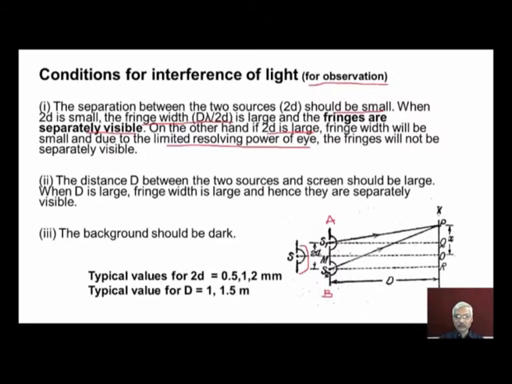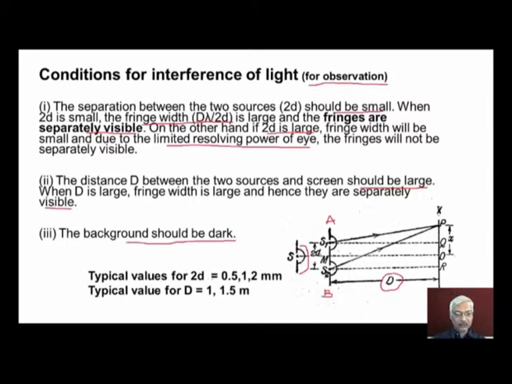The second condition is that the distance D between the two sources and the screen should be large. That means the distance between the screen AB, which contains two slits, and the screen XY on which we get the fringe pattern should be large. When D is large, fringe width is large, and hence the fringes are separately and clearly visible. And the third condition for the observation of interference is that the background should be dark so that we can clearly observe the fringes.